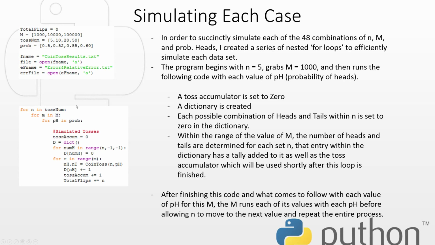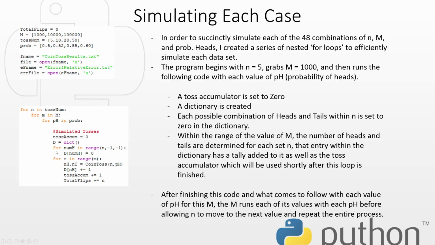Next, I have my for loops for simulating this. They are nested, so it starts off with the first value of n, which is 5. It then goes and grabs the first value of m, which is 1,000. And for each of those, it loops through each value of the probability. And within that, there's a toss accumulator, which will show up later.